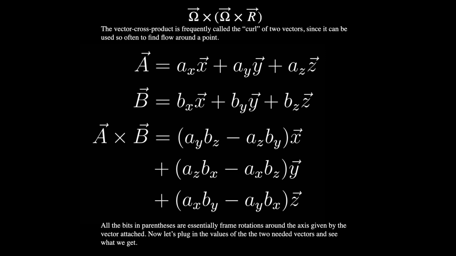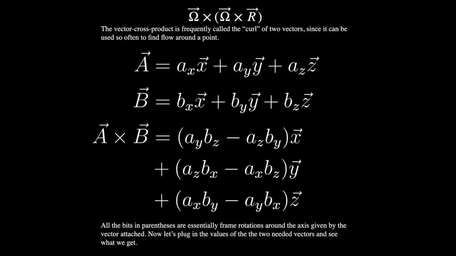So these are all frame rotations, or rotations. If there's no z or y component, then you only have an x component. That means you're rotating around the x-axis. If there's no x or z component, you're only rotating around the y-axis, right? So it's pretty interesting in that regard. But this is the definition of the curl and cross product.